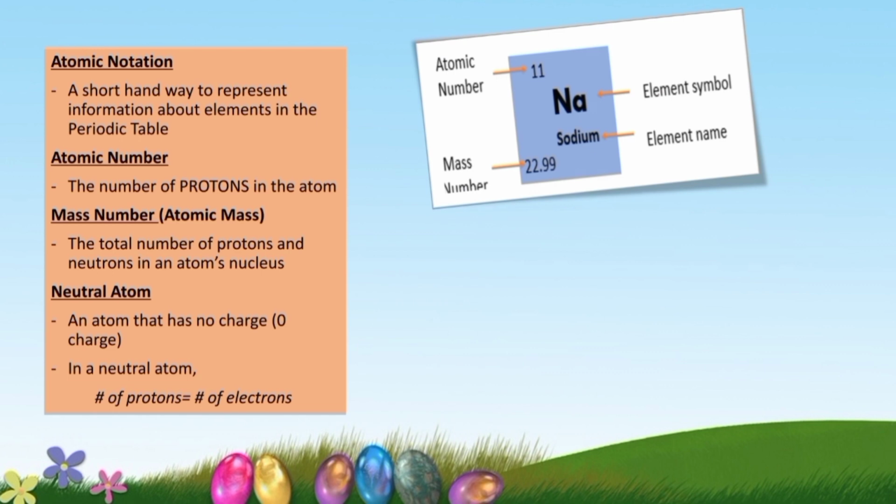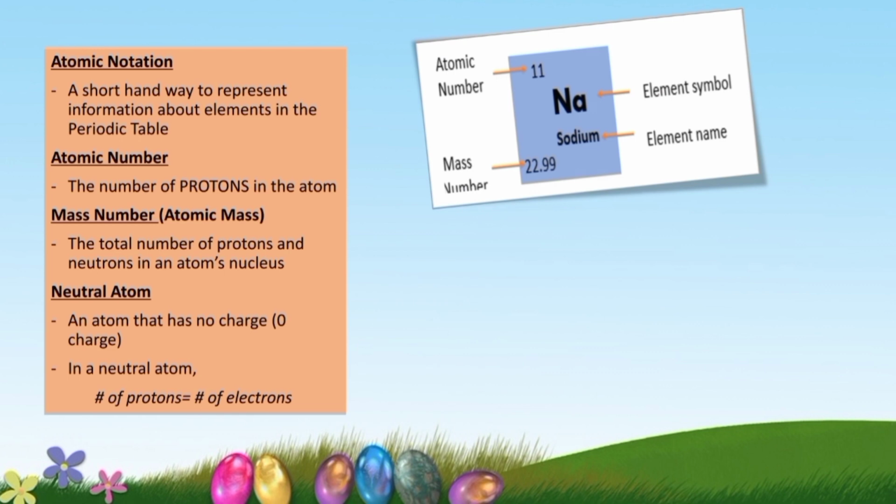Also, with regards to positioning, the atomic number is not always in the upper portion. Sometimes it is at the bottom, and then the mass number is at the top. So it depends on the book or the periodic table that you are using. So make sure that you check the legend. Alright, then we also have your element symbol and element name.